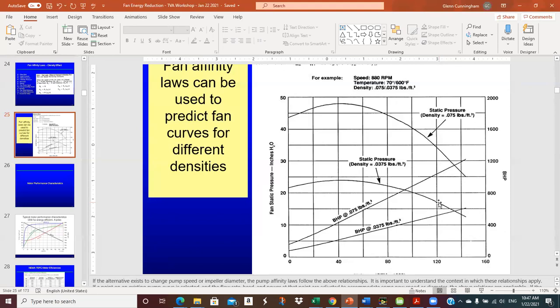If it's a trivial amount of money, I would leave it in. If it turned out to be a fairly significant amount of money, then I would evaluate. Or if it's a critical fan, then I would leave it in and just lock it open. Okay, thanks.